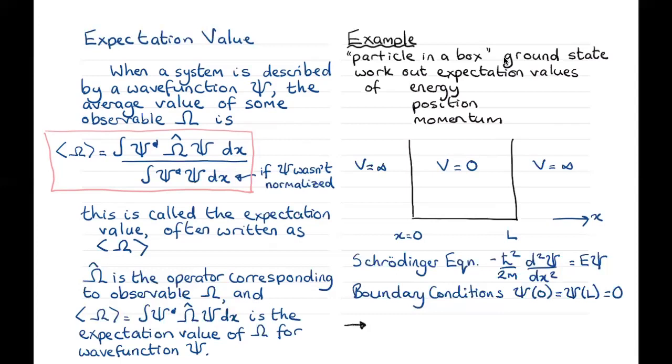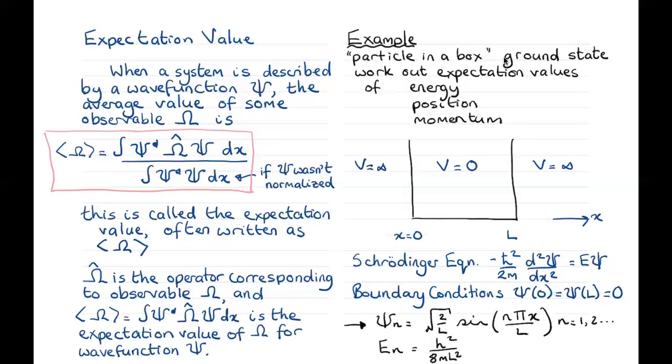I'm going to write down the solutions. In this case, we're not going to work through this explicitly. But the wave function psi n is equal to square root of 2 over L sine of n pi x over L, for n any positive integer, and the energy is h squared over 8mL squared times n squared. You should make sure that you can derive this and solve this equation if it's something you're not so familiar with.